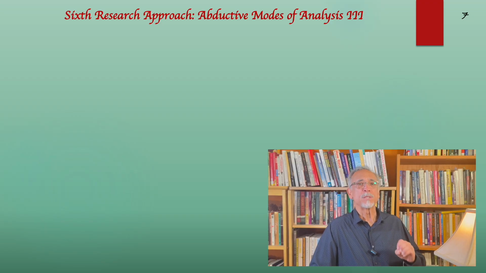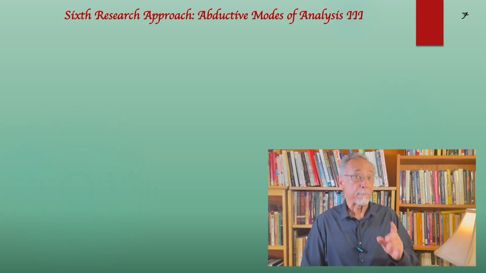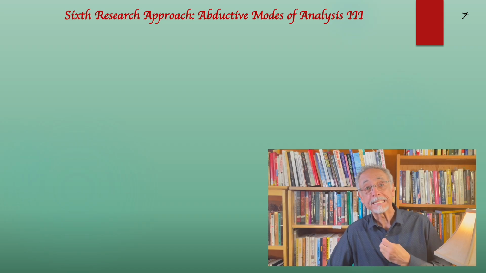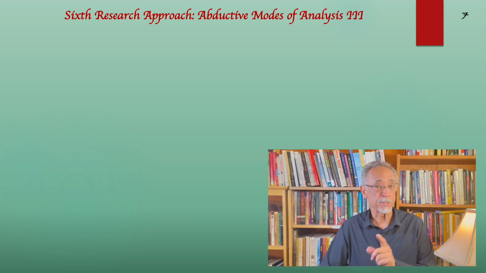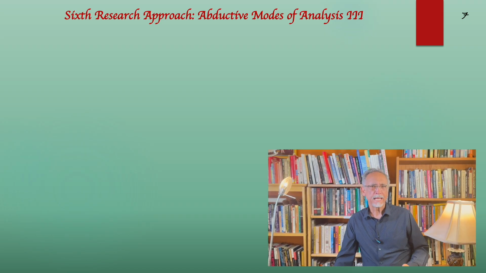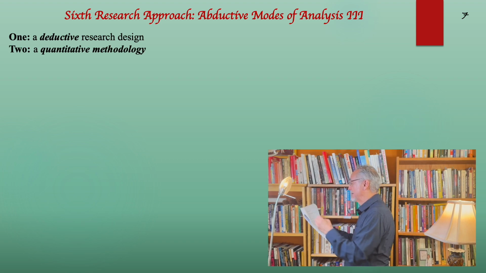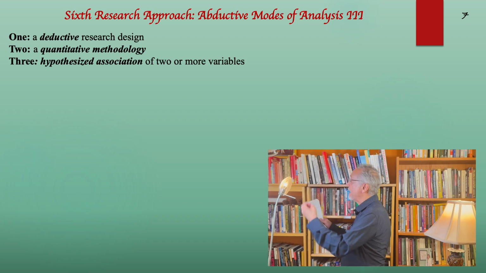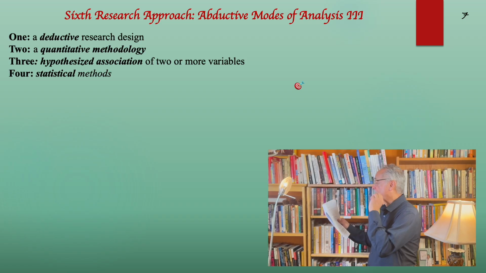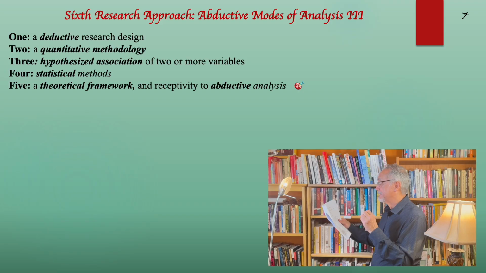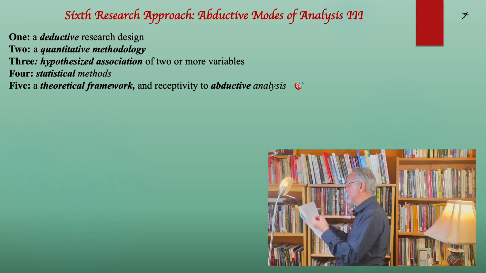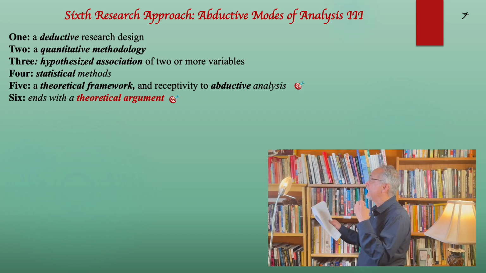The last approach, using an abductive mode of analysis, might attend to the potential risks entailed in the theory-driven approach just presented. Again, let's look at the 6 dimensions of this approach. 1, a deductive research design. 2, quantitative methodology. 3, use of hypotheses. 4, statistical methods. 5, a theoretical framework and receptivity to abductive analyses. And 6, a theoretical argument.